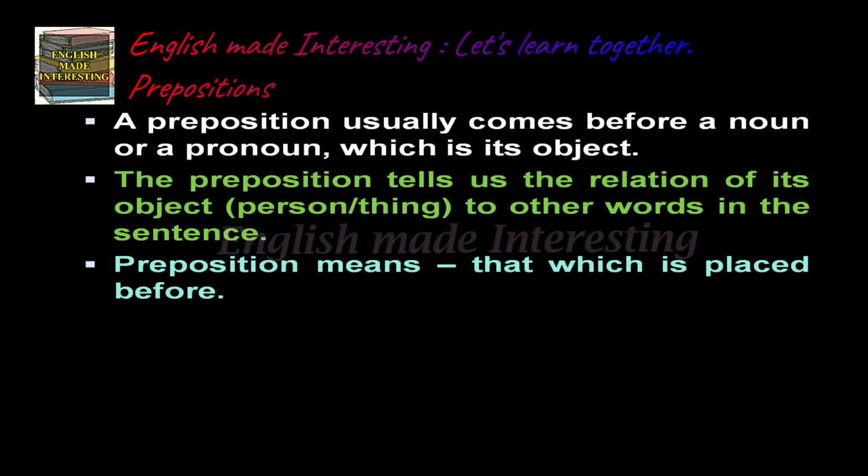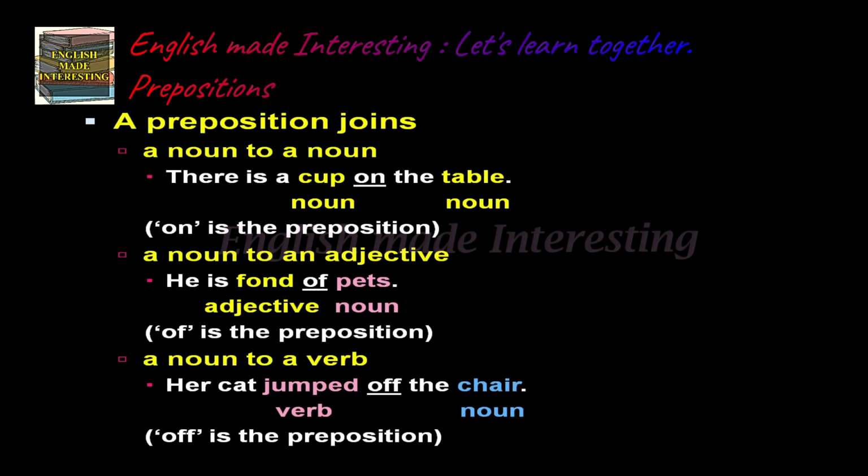A preposition usually comes before a noun or a pronoun, which is its object. The preposition tells us the relation of its object, which can be a person or a thing, to other words in the sentence. It means that which is placed before. A preposition joins a noun to a noun.